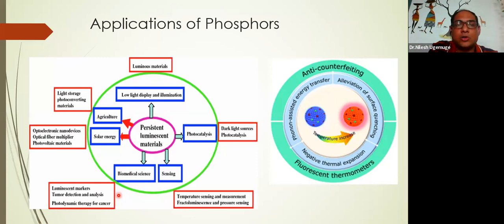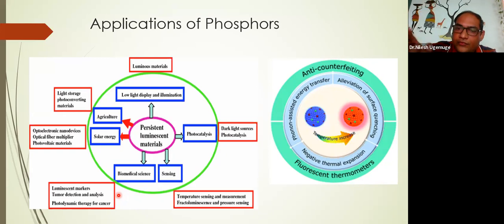Then again, low light display and illumination, as we know. Then the biomedical sciences also have a lot of applications. Sensing is one of the fields wherein we have a lot of applications. Then photocatalysis. So these are all applications of this particular field.